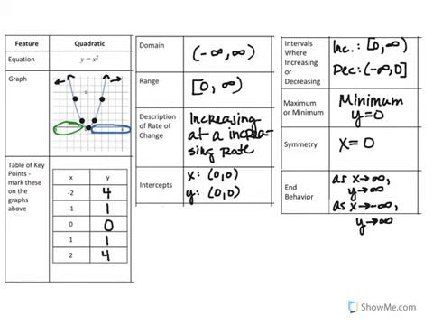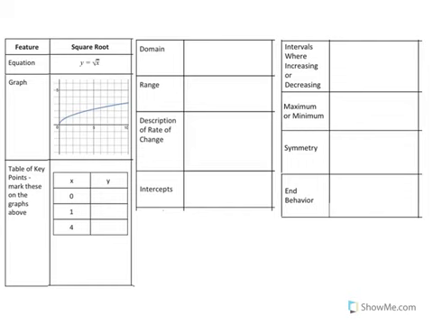So now let's look at the same information with the square root function. To fill in our table, we have the square root of 0 is 0, the square root of 1 is 1, and the square root of 4 is 2. Let's go plot those points: (0, 0), (1, 1), and (4, 2).